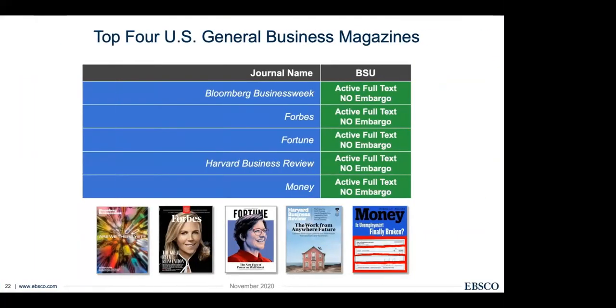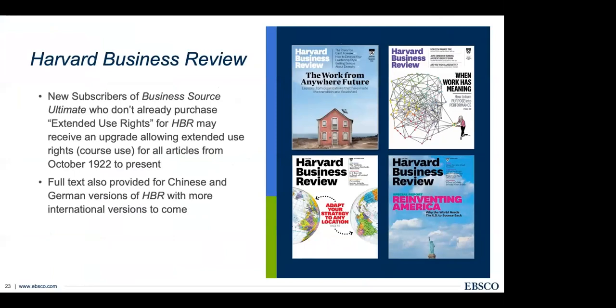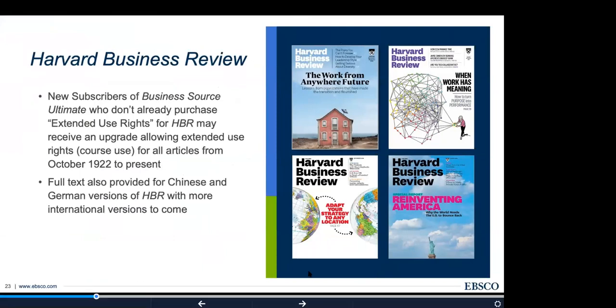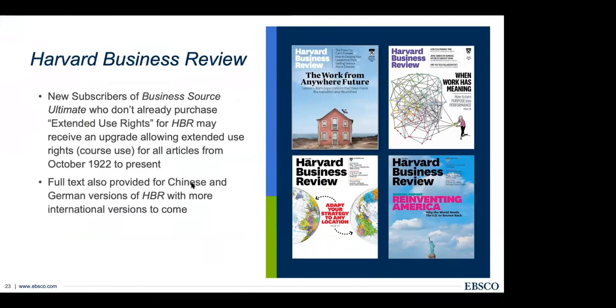We also provide popular business magazines. If you go to BSU, you can find a lot of business magazines, including Time Magazine, Forbes, Fortune, Harvard Business Review, or Money Magazine. I will show you how to find these journals or magazines, and you can access them easily. And regarding Harvard Business Review, we also provide a Chinese version. If you want, you can go to BSU and I will show you how to find the Chinese version.